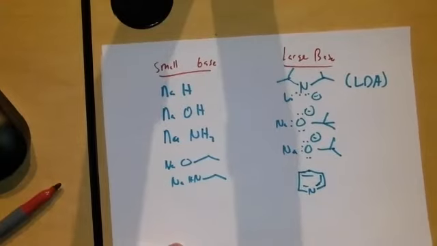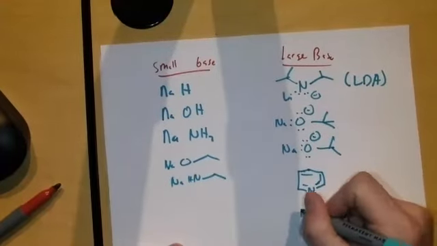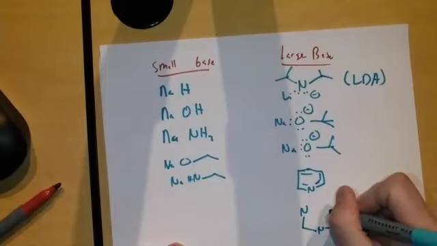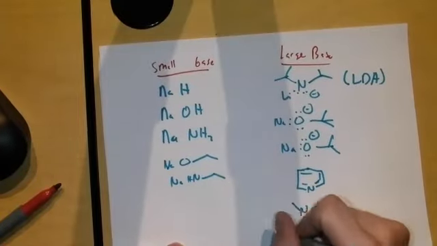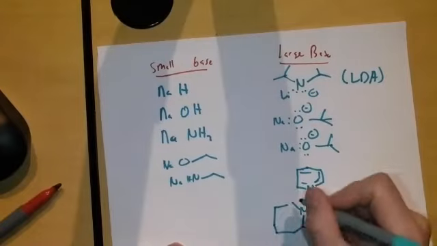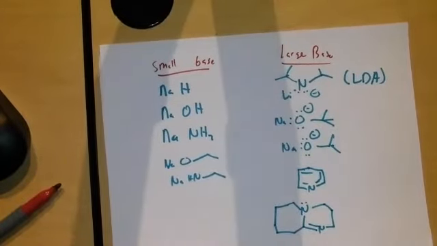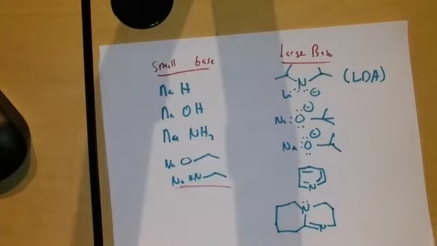And another one you might see is called DBU. Literally bases that are very large. So anything bigger than an alpha group, I would throw into that large versus small category.